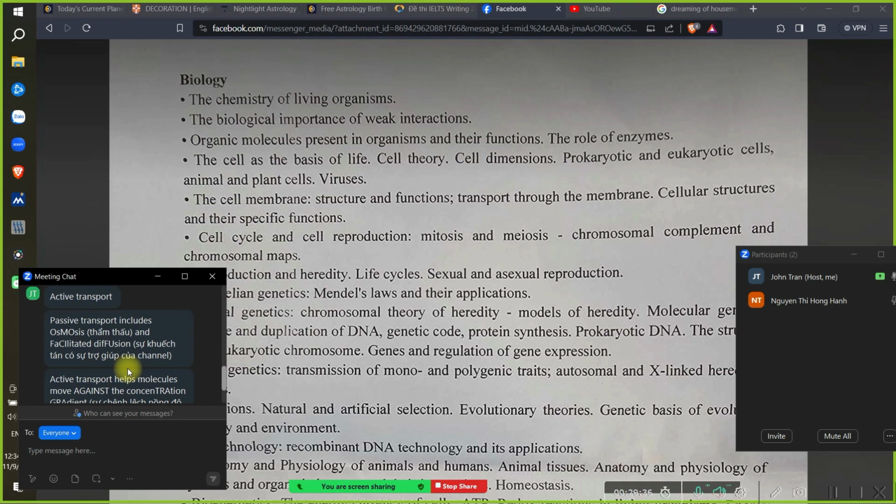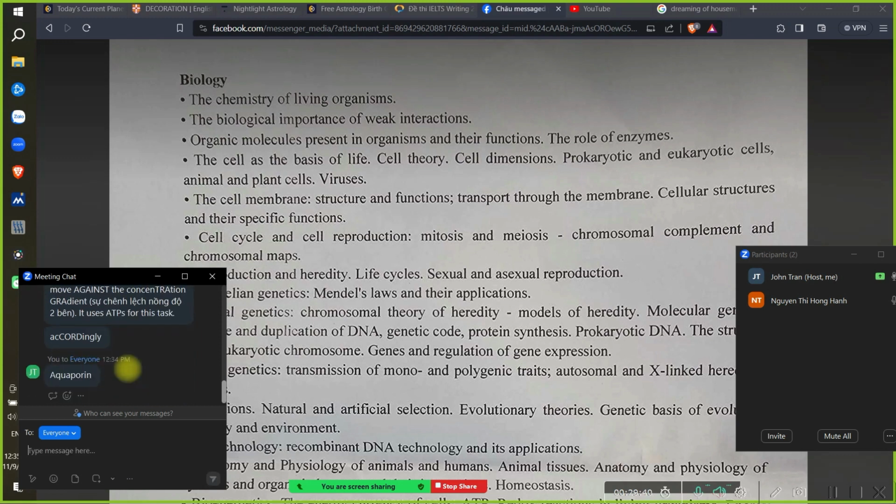However, sometimes you need aquaporin to help. Sometimes you do need that.